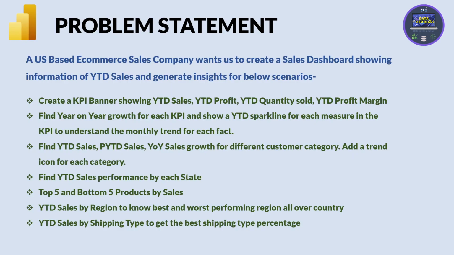Then we have to find year to date sales by each state, then the top 5 and bottom 5 products by sales. Then we have to find year to date sales by region to know which is the best and worst performing region all over the country. We will also find out year to date sales by shipping type to get the best shipping type given to our customers, and find out which is the best one having the highest percentage. So this is our very short problem statement.